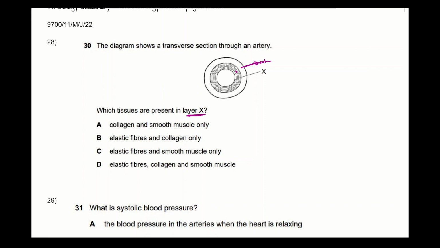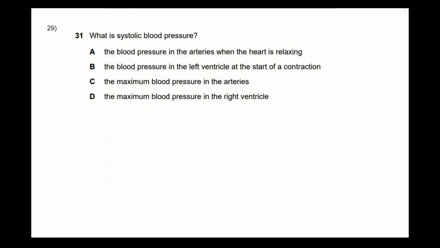Now, which tissues are present in layer X? As we mentioned, it's going to be elastic fibers and smooth muscle with the highest proportion, and only a very small proportion of collagen. Therefore, in this question, we're going to go by elimination. Elastic fibers and smooth muscle is the correct answer, since we're looking at which ones have the higher proportions.